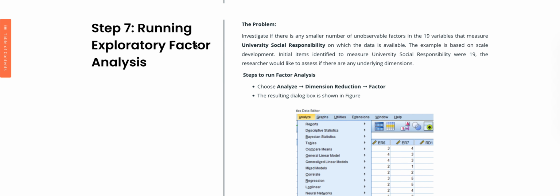Here is step 5, running the EFA analysis. The problem is to investigate if there is any smaller number of unobserved factors in the 19 variables that are measured for university social responsibility, of which the data is available. The example is based on the skill development initial items identified to measure university social responsibility. The researchers would like to assess if there are any underlying dimensions.